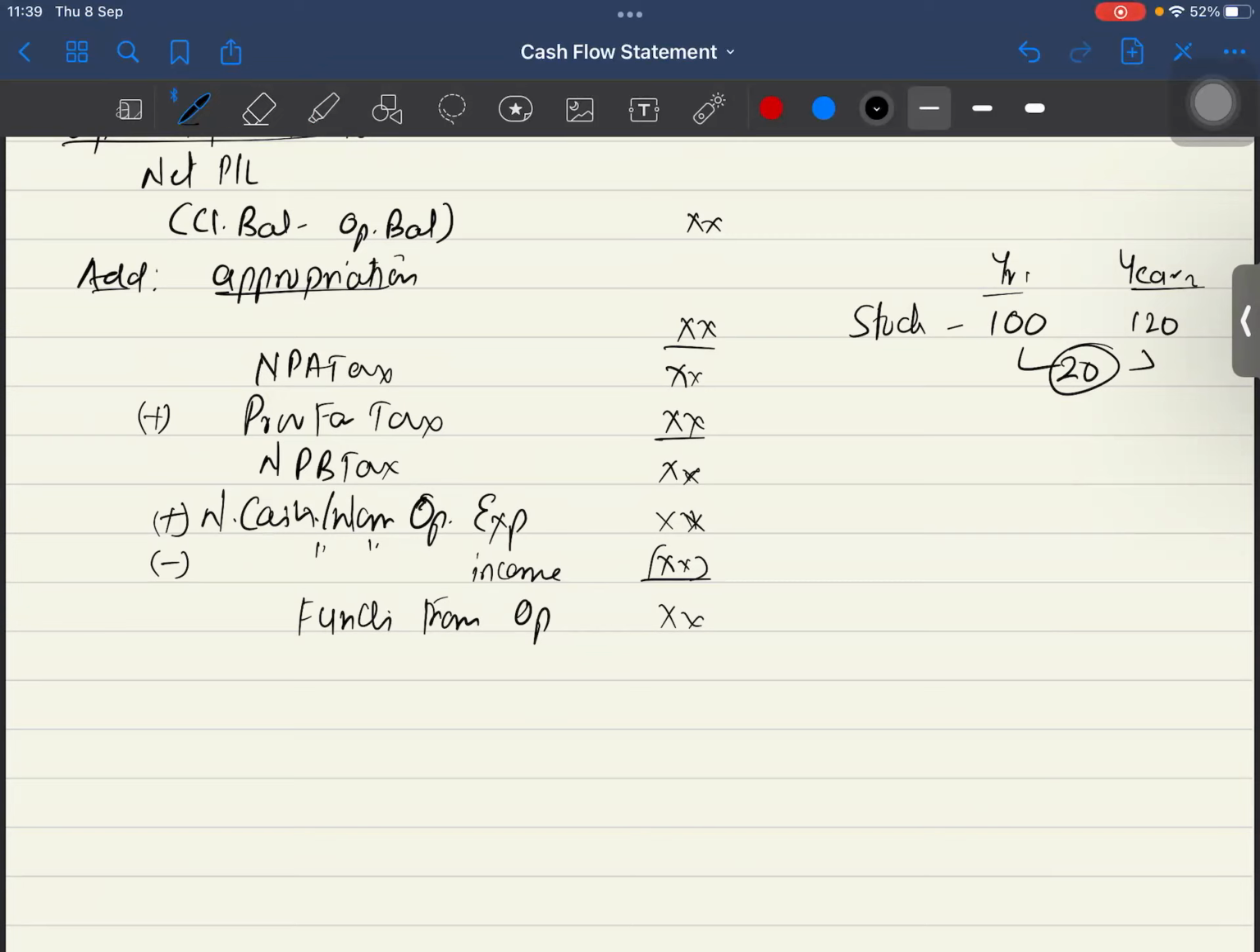You just got the stock, right? You'll have to make the payment also. So if you make the payment, can I say your cash goes out? And you are not going to get this 20 rupees unless you sell the stock.